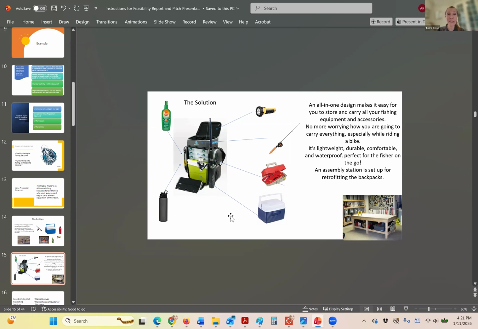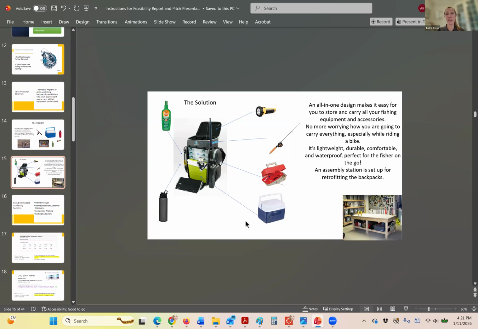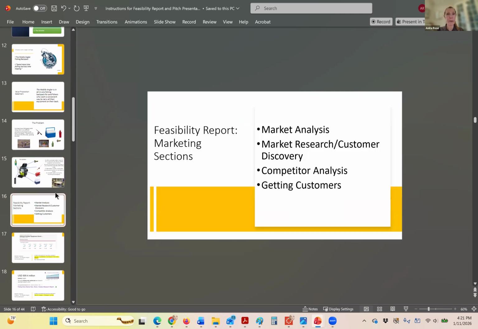All right, so here we have everything included in the backpack, so there's no tripping hazard or anything like that. But we want to think about all the things that the fishermen need that they can transport. All right, so here you can see we have good images here too, and you'll want to include good images for your report as well as your slide deck.